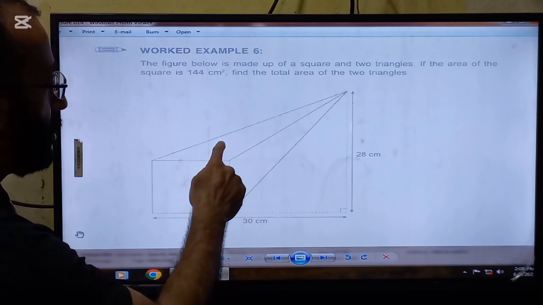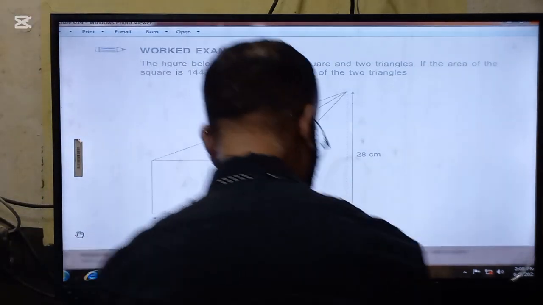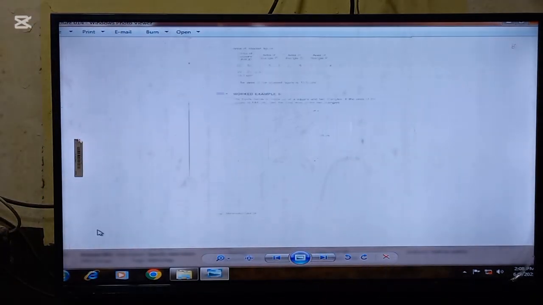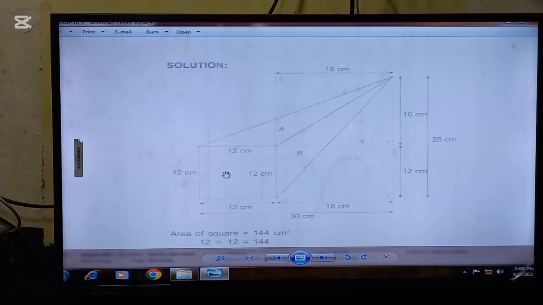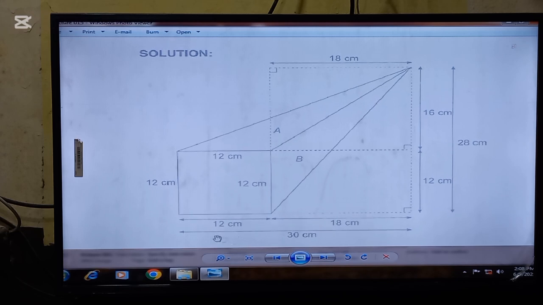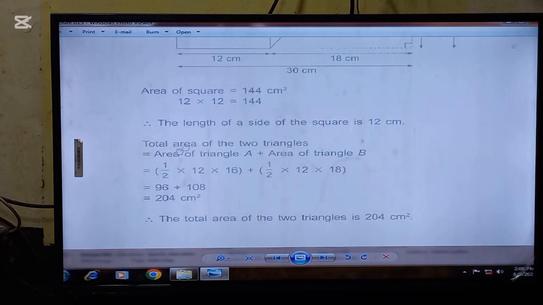Then we will add them to get the total area of the triangles. So look now, this method is going to be applied. This is 18 and this is 16. The area of the square is this, and the total area of the triangles is this: 1 by 2 into 12 into 16 is the area of one triangle, and 1 by 2 into 12 into 18 is the area of the second triangle. Adding them will give us the total area of the two triangles.